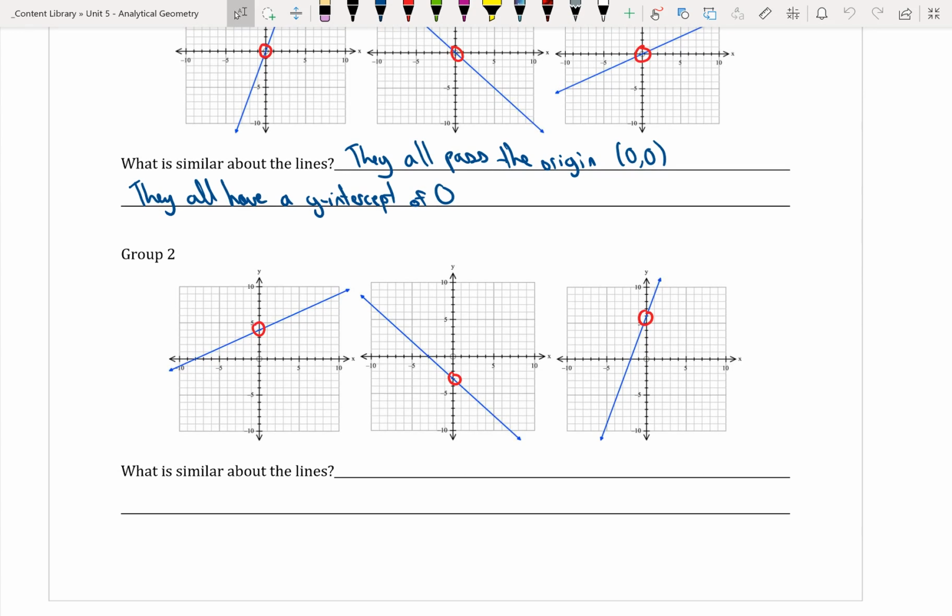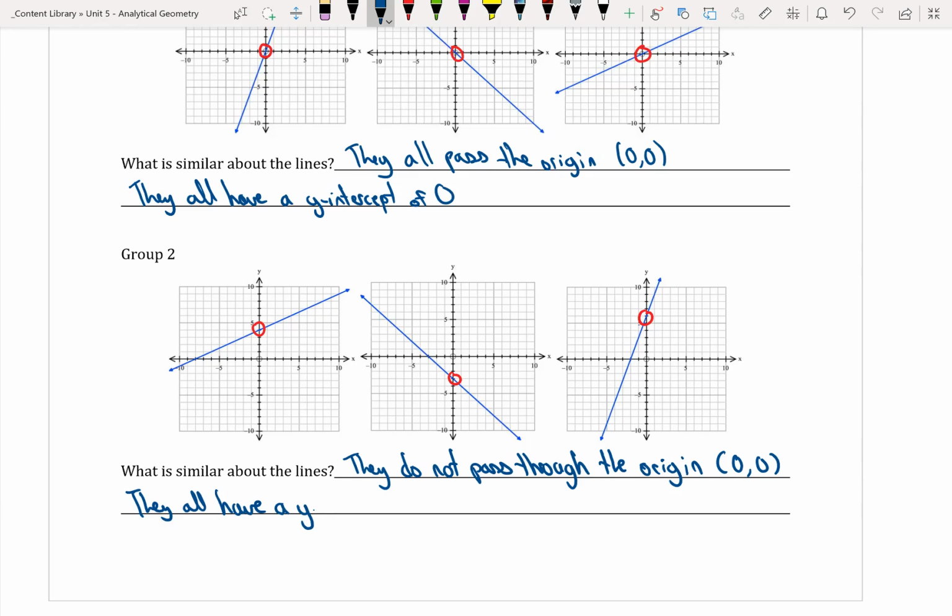So what's unique about these lines, and we can relate it back to the last group that we looked at, is they do not pass through the origin. So they do not pass through the origin or the point (0, 0), or you could think of it as they all have a y-intercept other than 0. Right? It's another number other than 0.